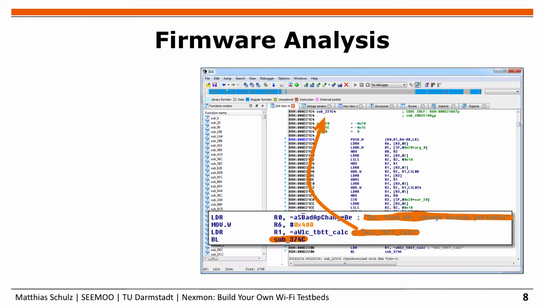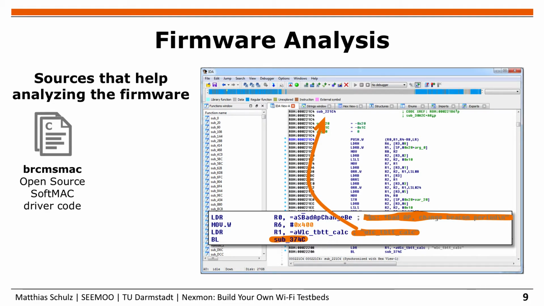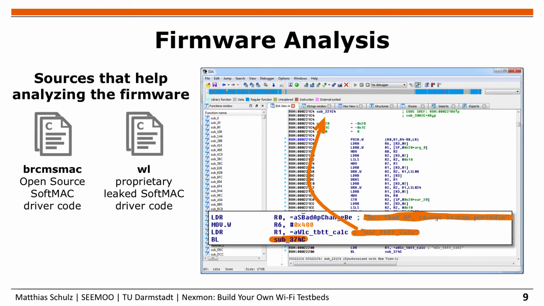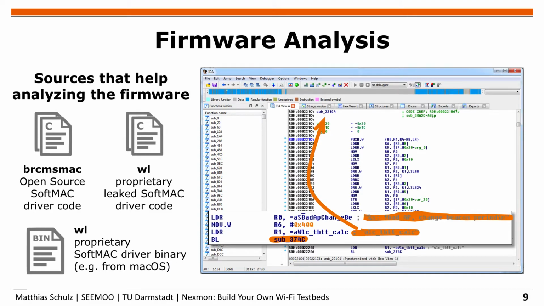So that is not the only source for finding out what's going on in the firmware. There's also this BRCMSMAC driver. It's an open source driver for softMAC cards, which has very similar function names so that you can reference them and find out what functions are in the firmware. Then we also used some other sources like leaked WL driver source codes, or we looked into proprietary combined source codes, for example for macOS, as they contain symbols, and there you know how the different functions are called and which functions call which other functions.